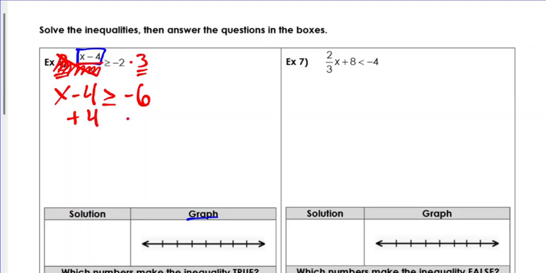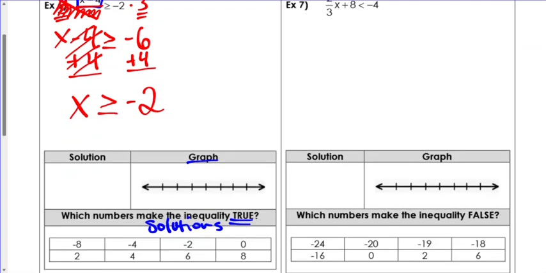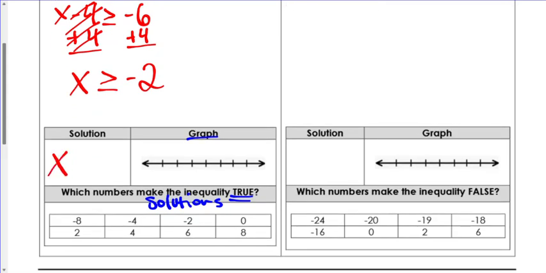Canceling out the minus 4, you do plus 4 on both sides. Minus 4 plus 4 cancel each other out, leaving us with just the x. And then negative 6 plus 4 is negative 2. So that is our solution, or our set of solutions, really. X is all the numbers greater than or equal to negative 2.